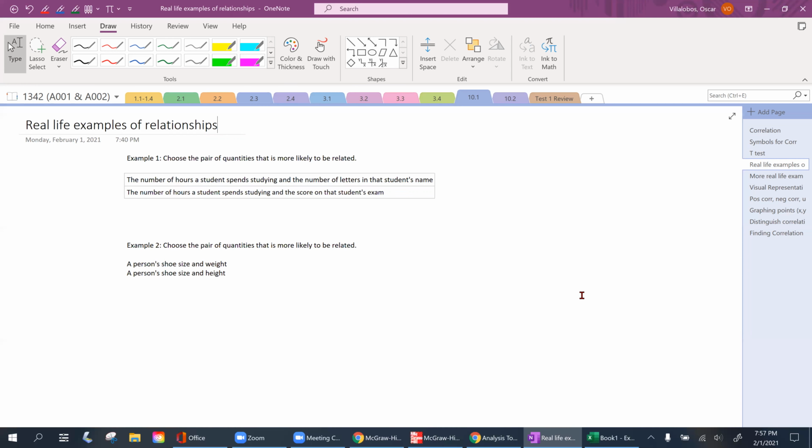Because this means the more you study, as x moves to the right, as x becomes positive, my test grades will also be increasing. In other words, as x increases, my y is also going to increase. That's a strong relationship.